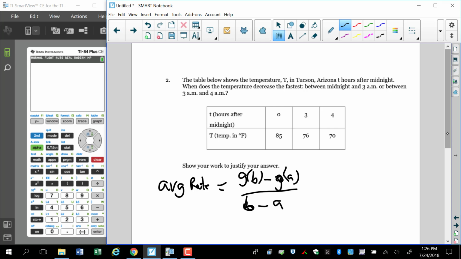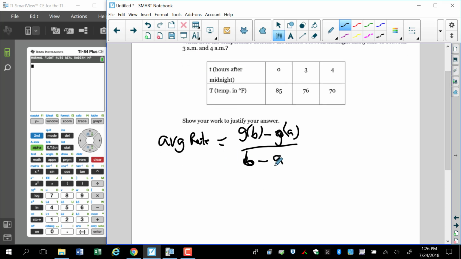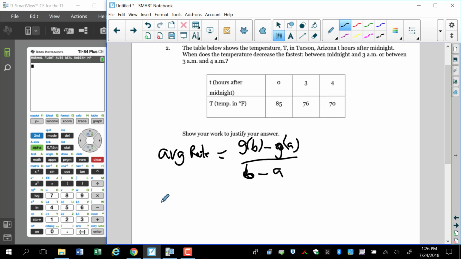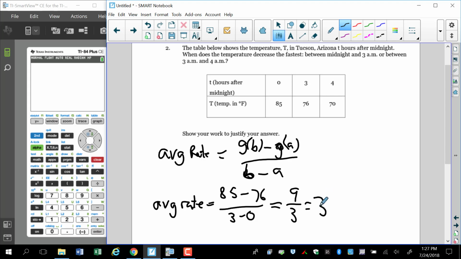Okay, so we're looking at when does the temperature increase or decrease, or sorry, in this case, decrease the fastest. We're looking for the fastest rate, so we want to calculate the two rates. So let's look at the rate between midnight and 3. The average rate between midnight and 3 is, it started at 85, went down to 76, and it did that in 3 minus 0 hours. So this will give you 9 divided by 3, or 3 degrees per hour. And that's the average rate for midnight to 3 a.m.